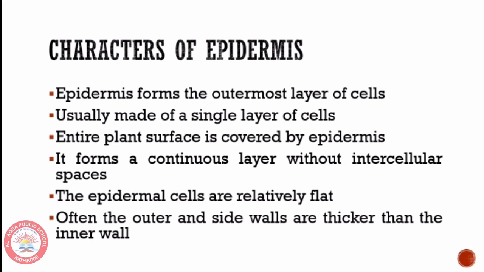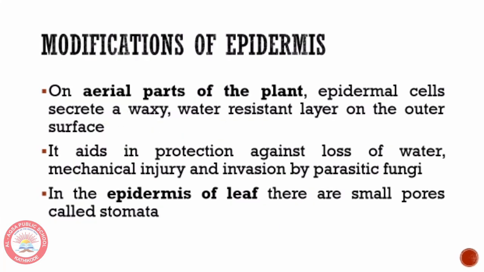The cells that form the epidermis are relatively flat. Often, the outer and side walls of the cell are thicker than the inner wall. Now, the cells of epidermis have some changes when it comes to different parts of the plant. That is, we can see modifications in epidermis in the different parts of the plant like in leaf, stem, root, etc. Let us see what are they.